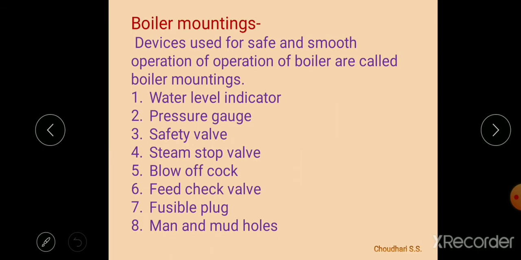Next topic we are considering is boiler mountings. Boiler mountings are the devices used for the safe and smooth operation of a boiler. Devices used for the safe and smooth operation of a boiler are called boiler mountings.